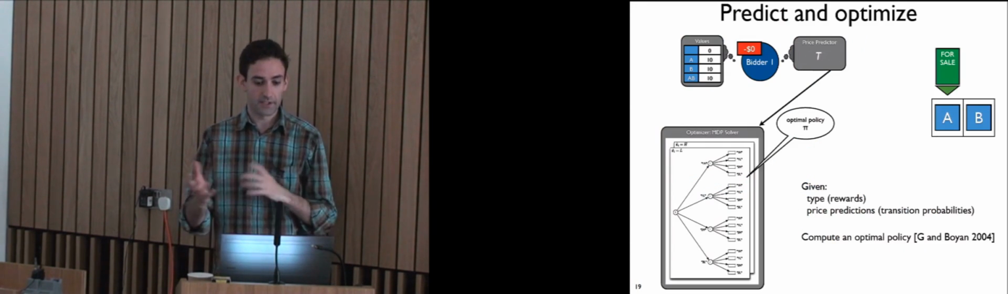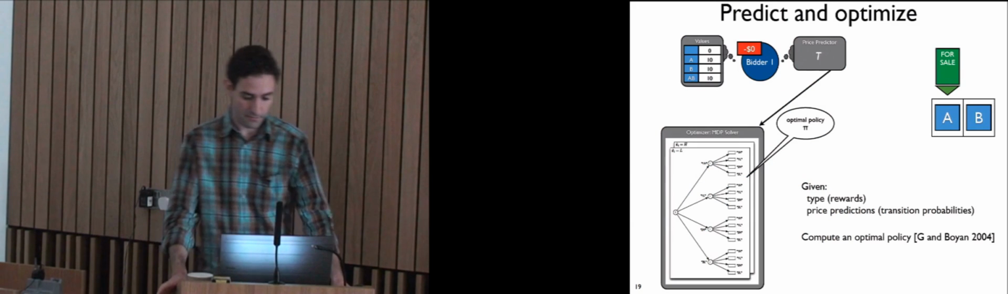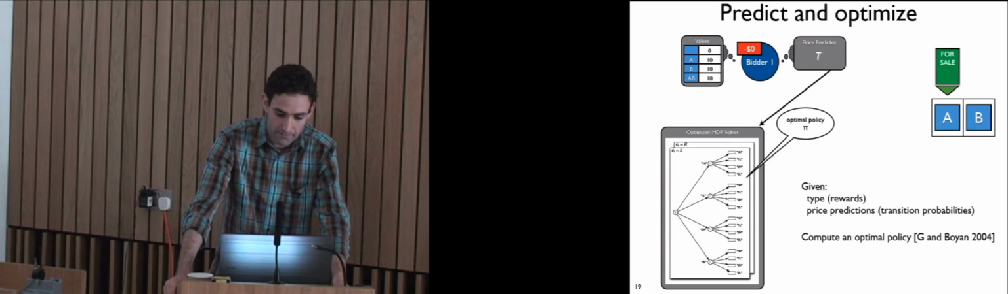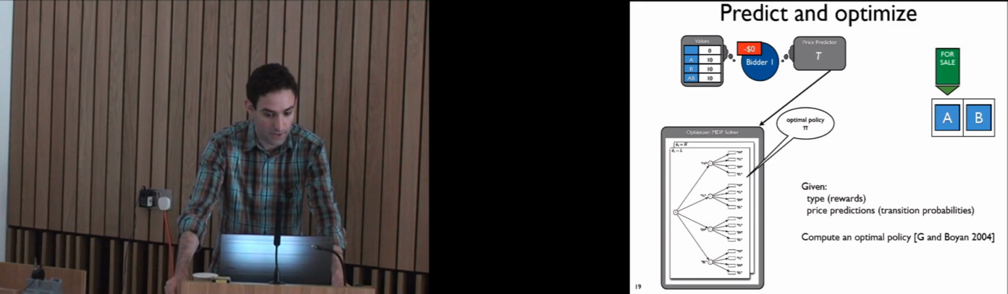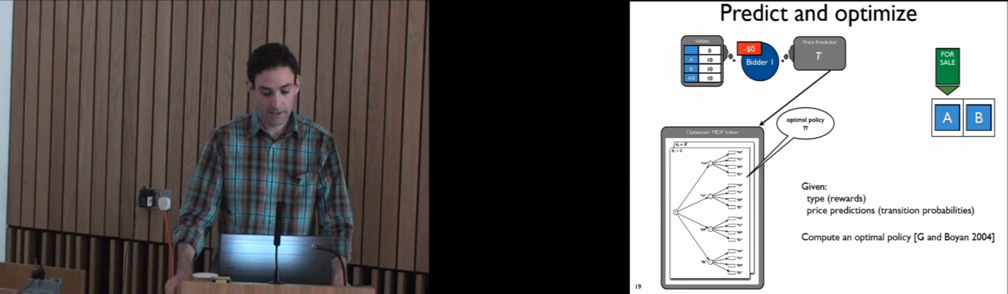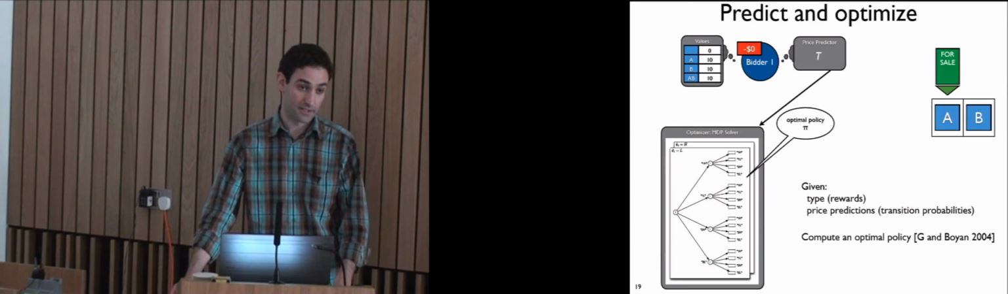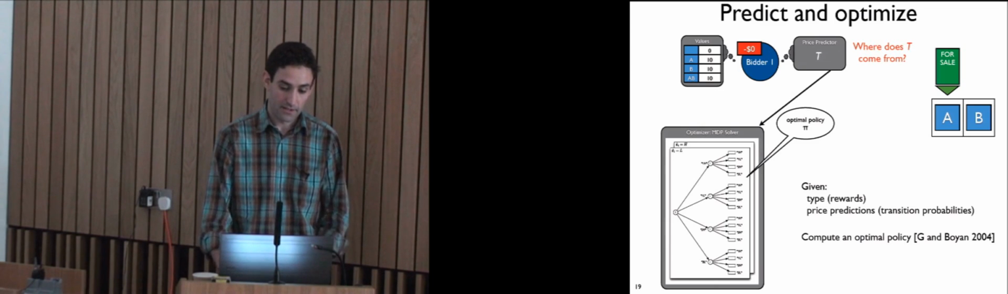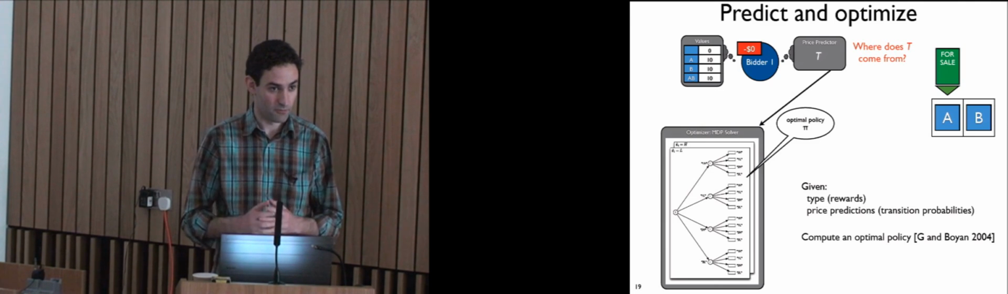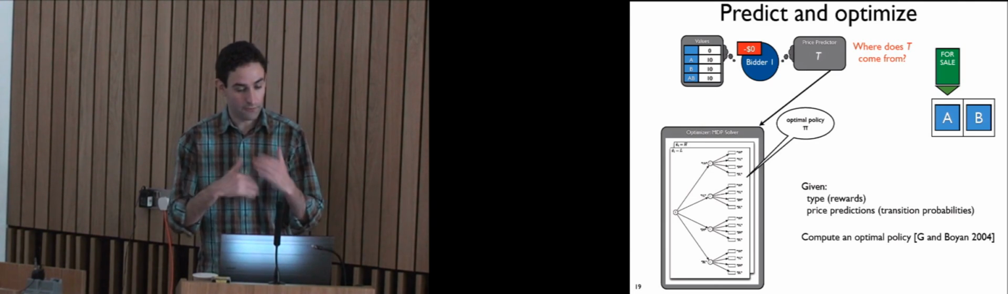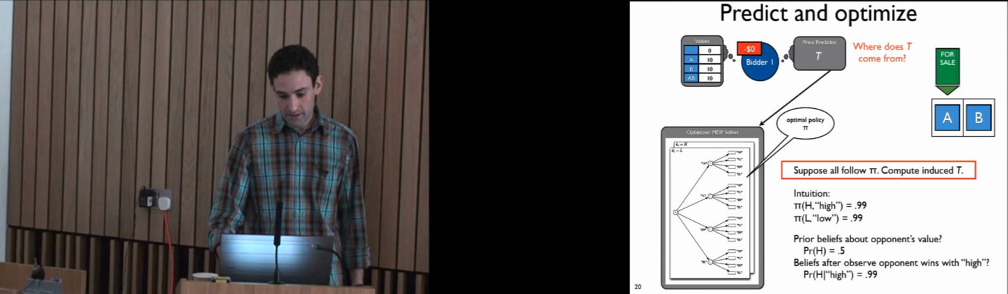So if you think about this predict and optimize approach, an example of that is in a paper by Amy Greenwald from 2004, the optimizer, or the agent, knows his type and predictions about bidding strategies of other agents. And so those predictions encode transition probabilities of the MDP. Now, in this work, we're going to ask where those predictions come from. And so we'll try to converge to an equilibrium, so to find predictions that are equilibrium predictions.